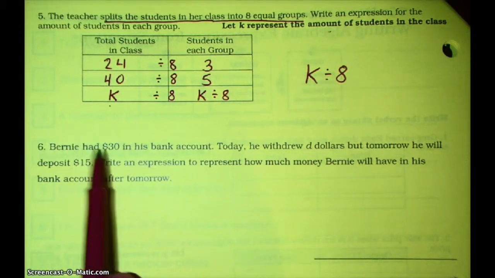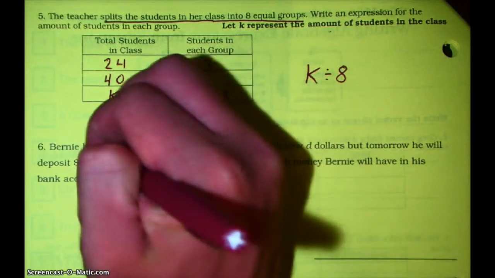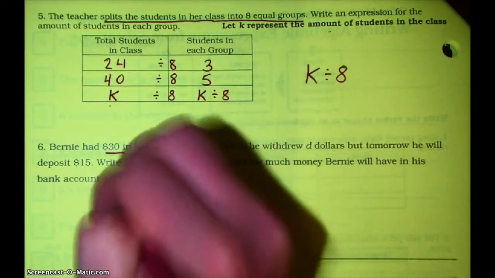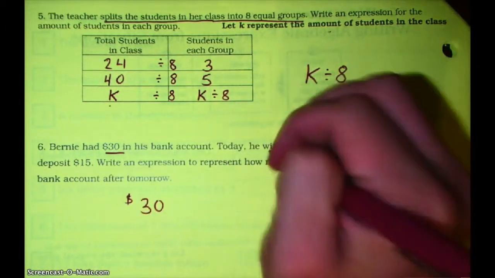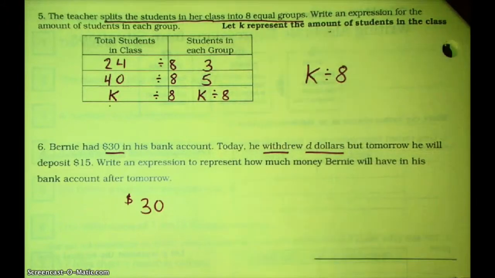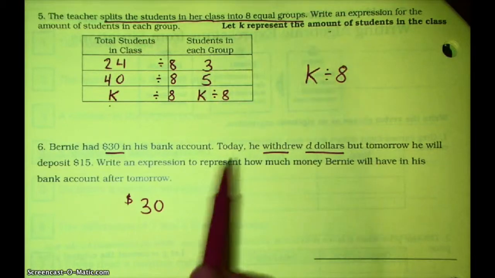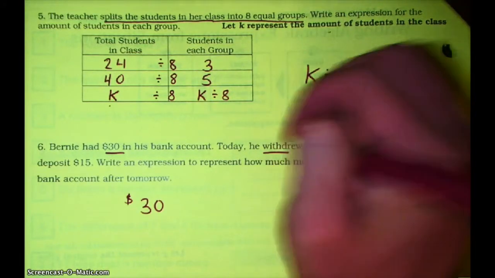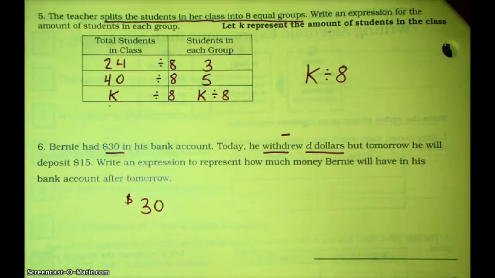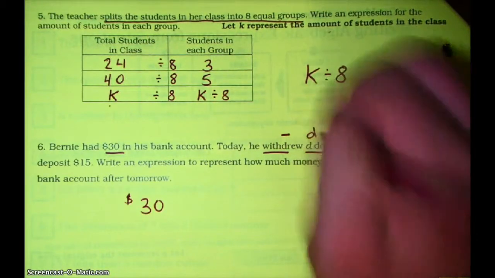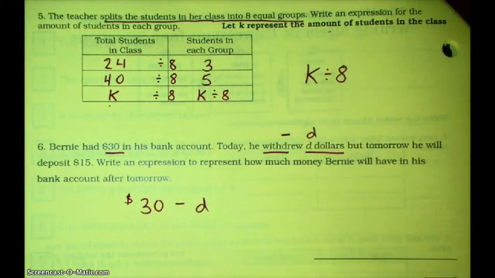It said Bernie had $30 in his bank account. So that's where he starts, $30. Today he withdrew D dollars. Now, when you withdraw money from the bank account, that means you take money away from your account. You take it out, and then you have the money to use. So if you withdrew D dollars, withdrew is going to signal subtraction. And what we're going to do is we're going to subtract D. So I'm taking the $30 and I'm withdrawing D dollars.